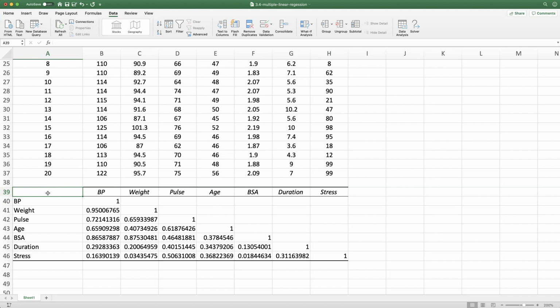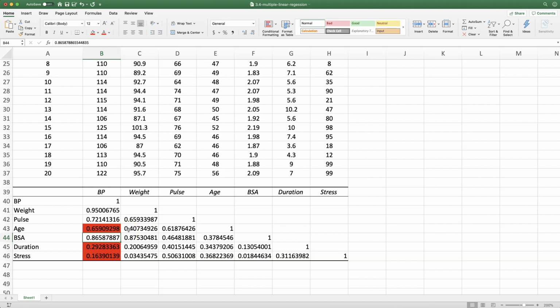Reading the correlation table is easy. Simply look at where the variables intersect and that is their correlation. For example, the correlation of blood pressure and weight is 0.95. Blood pressure is strongly associated with weight. Pulse is also strongly related with blood pressure, and so is body surface area. Age, duration, and stress all have correlations less than 0.7, so are weakly correlated, and we will not be including them in any additional analysis.